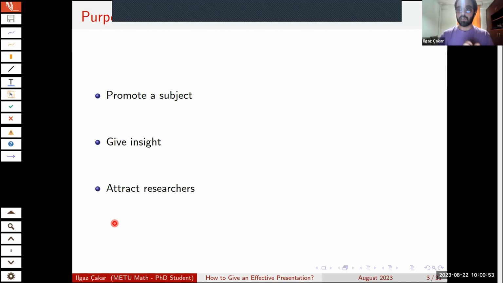Another purpose of giving a presentation is to attract researchers to your field, because having interdisciplinary researchers working on things is pretty important, and also important in mathematics in particular. For instance, if you only study group theory throughout your academic career, you will miss out so much, and actually you won't be able to solve certain problems because some problems require you to know topology, for instance. Or you cannot study differential geometry without knowing linear algebra, this kind of thing.